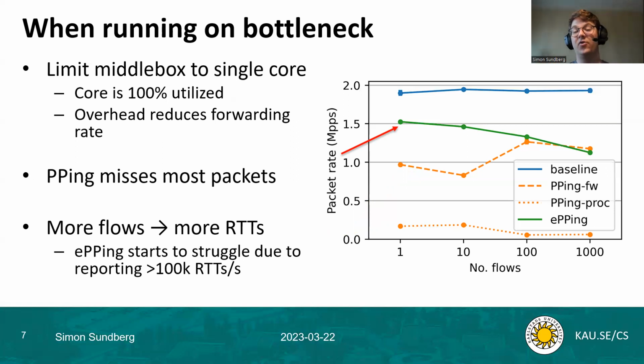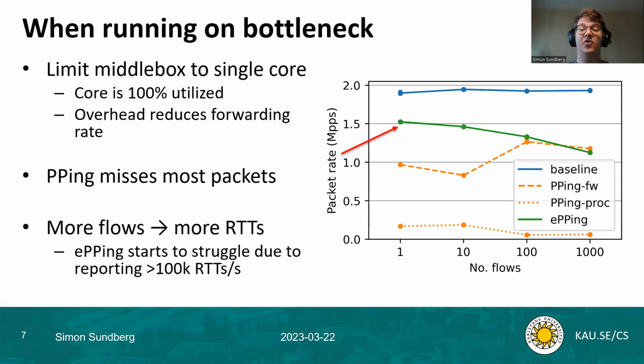However, as the number of concurrent flows increases, the performance drops, and at 1,000 concurrent flows, the forwarding performance isn't really any better with ePping than with the original p-ping. However, ePping is still processing all of the packets here, whereas p-ping misses most of them. So ePping is still handling packets at roughly an 18 times higher rate than p-ping here.